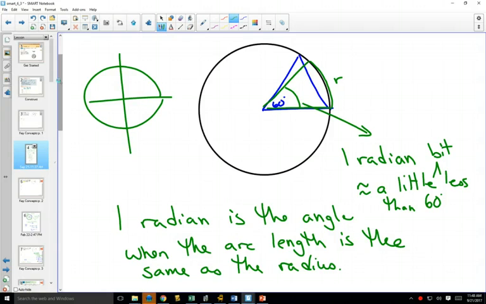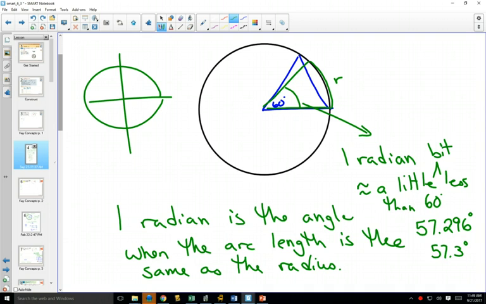1 radian is approximately a little bit less than 60. It's 57.3 degrees as a pretty good estimate. It's interesting that it actually squishes it that much. It's a little bit less than 60. You might have thought, oh, 59, 58, but it's actually 57.3 degrees.